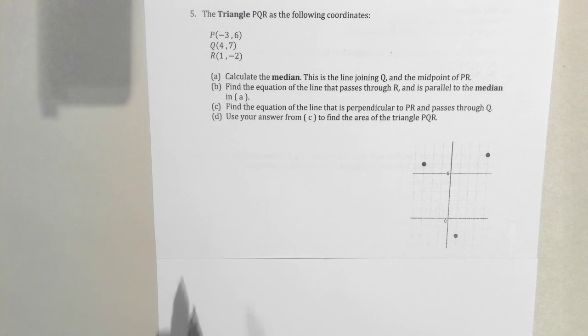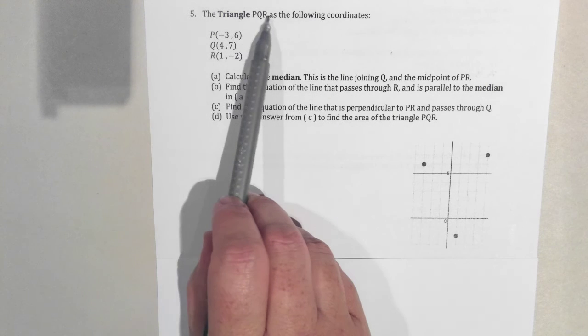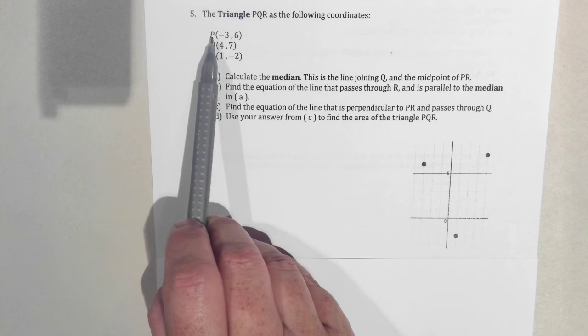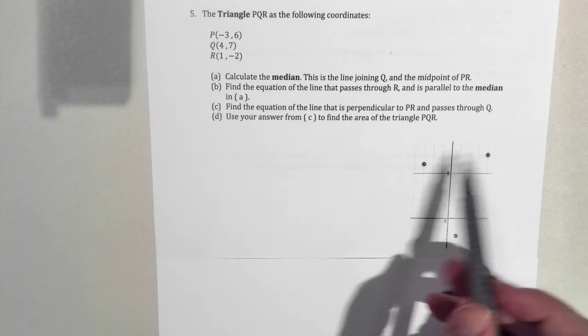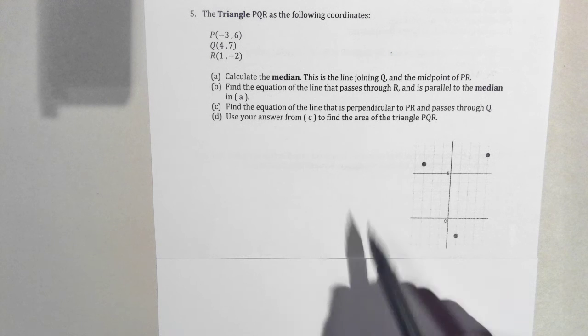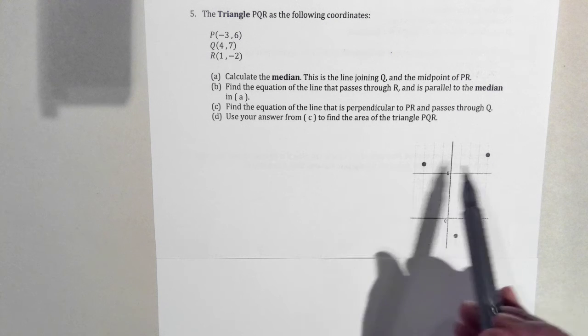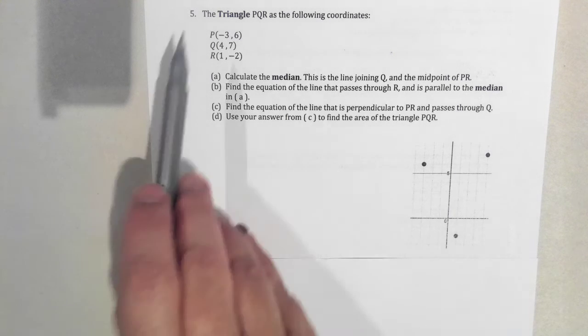Question number 5. So the triangle PQR has the following coordinates. So it's given us here P, Q and R, and it's also helpfully given us this little grid. So hopefully you actually took advantage of this and figured out which of these points is P, which is Q and which is R. So let's have a look.